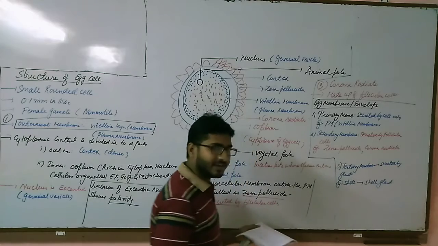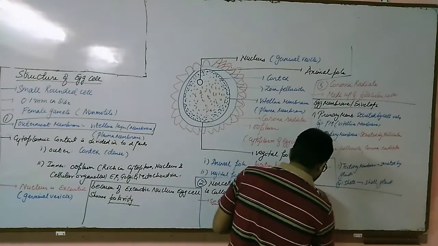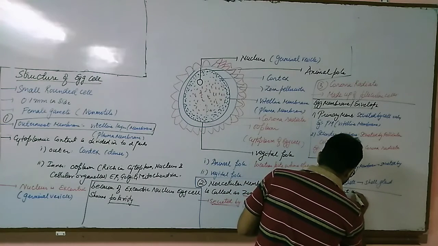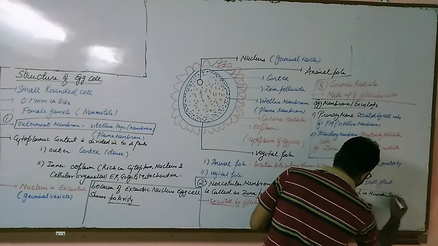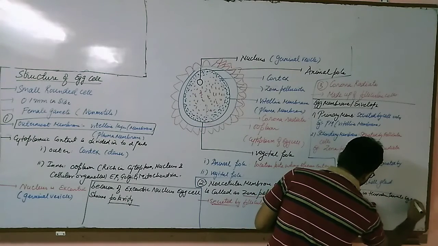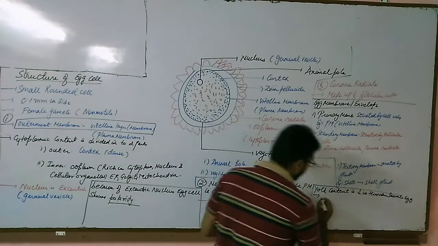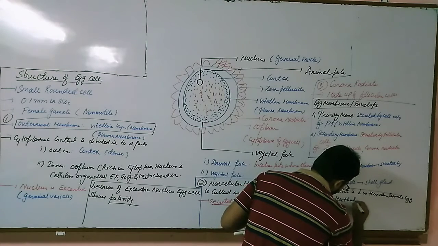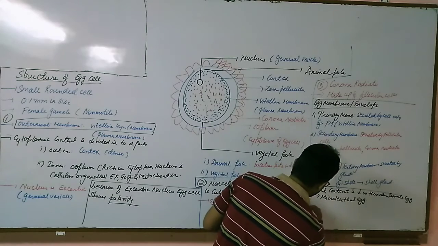First, what we discussed, that yolk content is very less. So yolk content is less in the case of the human female egg. Such eggs are called microlecithal eggs. This is the first point, that extra point.